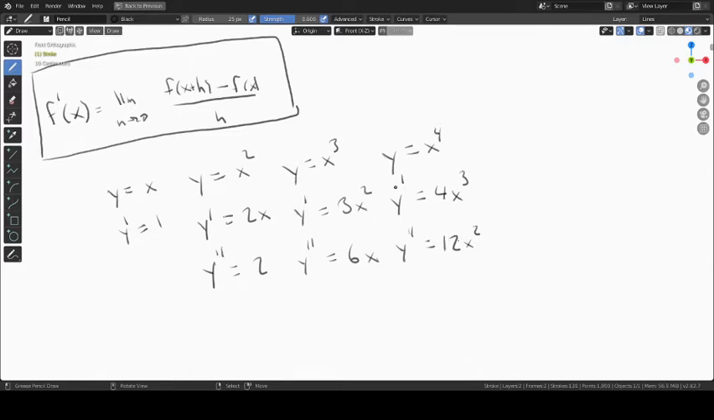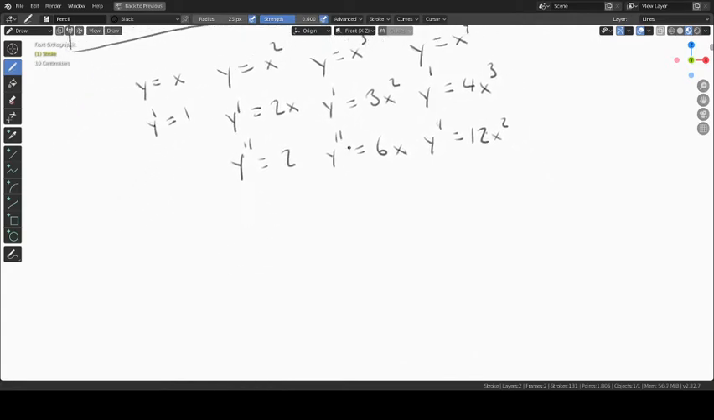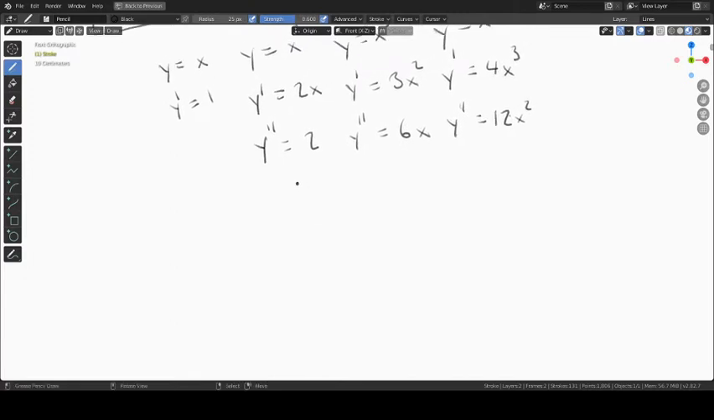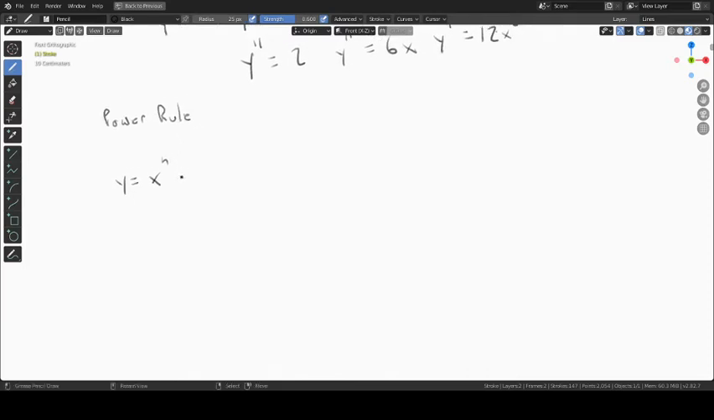So, what does this tell us? Let's go ahead and follow the same pattern that we have here, and let's write down a general rule. This is what we call the power rule. So, power rule is going to be where we have some polynomial x to the n. If y equals x to the n, then it follows that y prime is equal to n times x to the n minus 1. So this is the power rule.